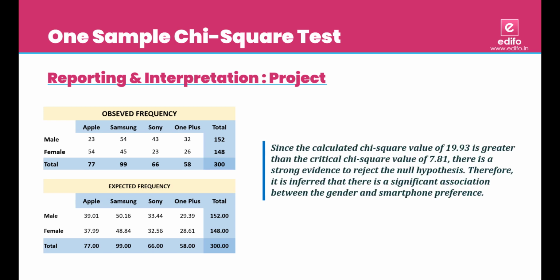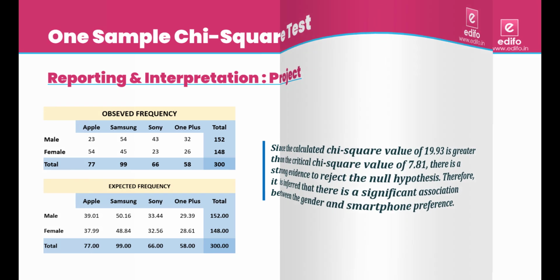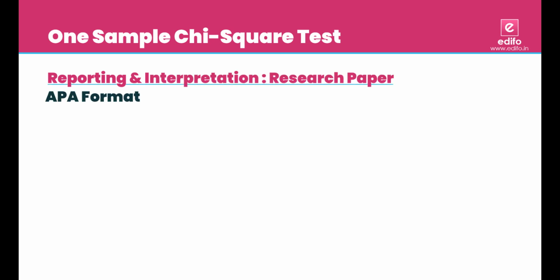Here is the interpretation. Since the calculated chi-square value of 19.93 is greater than the critical chi-square value of 7.81, there is strong evidence to reject the null hypothesis. Therefore, it is inferred that there is a significant association between gender and smartphone preference. This is our interpretation. We can do this in your projects. Now, how can we report in research papers? It should be in APA format. APA stands for American Psychological Association. Now we can check how we can report it in APA format.